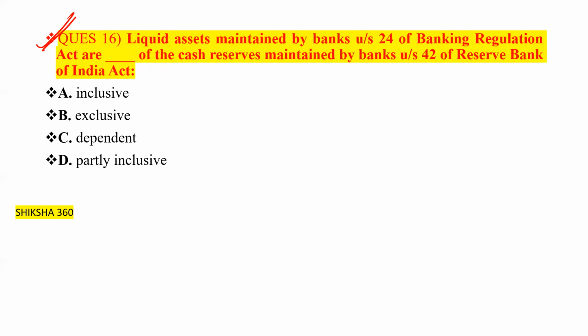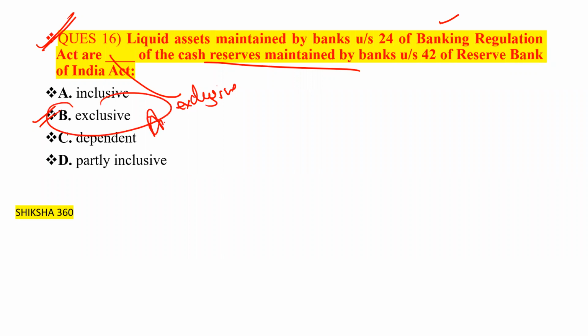So liquid assets maintained by the banks under section 24 of the Banking Regulation Act are exclusive of the cash reserves maintained by the banks under section 42 of the Reserve Bank of India Act. Clear? That is, the liquid assets are to be exclusive. So option B is the correct answer here.